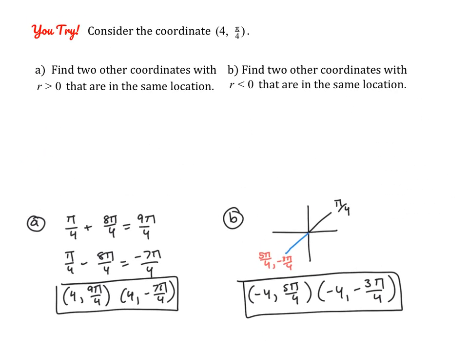Okay, so again, to find coordinates that have a positive r value, just find coterminal angles to pi over 4. So 9 pi over 4 would work, and so would negative 7 pi over 4. To find coordinates that have a negative r value, we'd have to find the angle that's in the opposite direction. So the exact opposite of pi over 4 is 5 pi over 4, or we could also write that as negative 3 pi over 4. And both of these have a negative r value, which would bring us back in the direction of pi over 4.